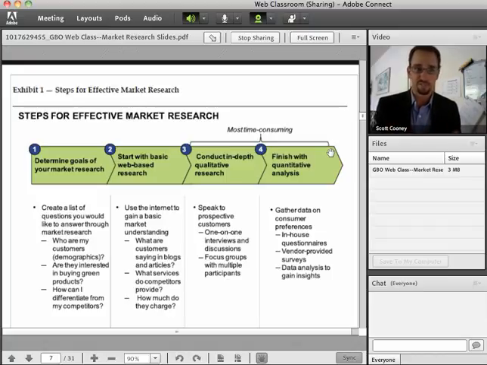For example, and this is Figure 1, Exhibit 1 from our market research document that I showed at the beginning of the class. So the very first thing, create a list. In this list, what we've done is say, who are our customers in terms of demographics? Are they interested in buying green products, and if so, how green do they need to be? And then the third question is, how can I differentiate myself from my competitors? So you start with those determined goals.